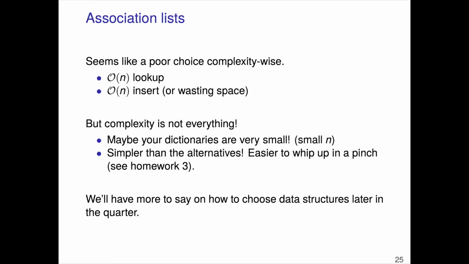As we've seen in the diagram, the get key method takes linear time, and it reported a poor complexity result. But complexity is not everything. Maybe your dictionaries are really small, so it's not really affecting. Let's say your N is 10, it's not really a significant factor in that case. And it might be simpler than the alternatives, compared to other ADTs that you could use.